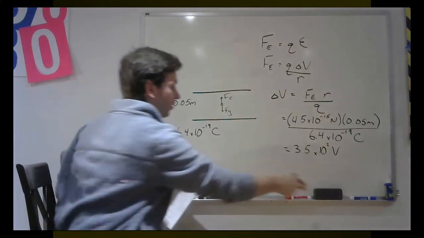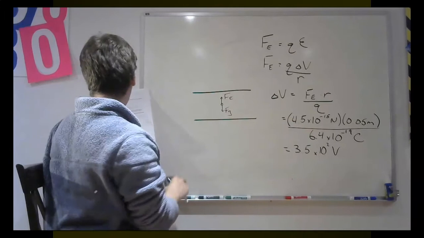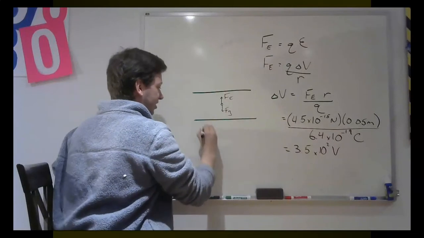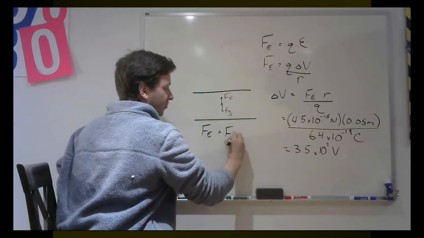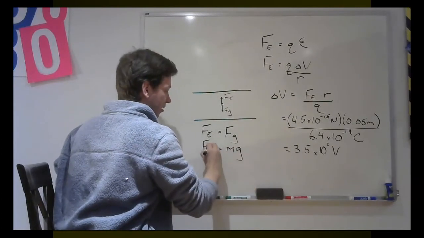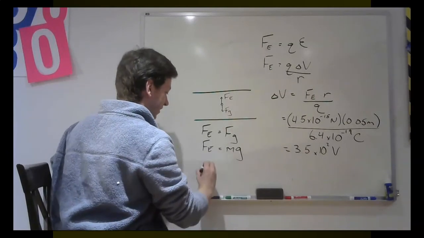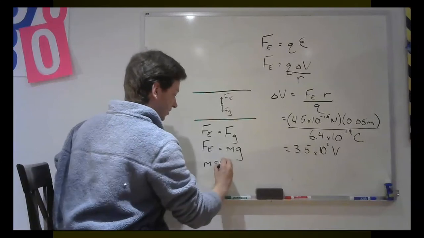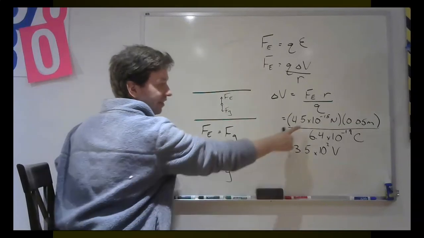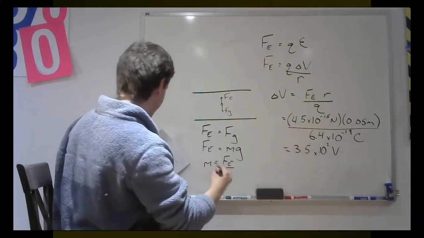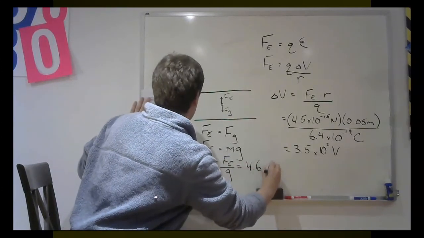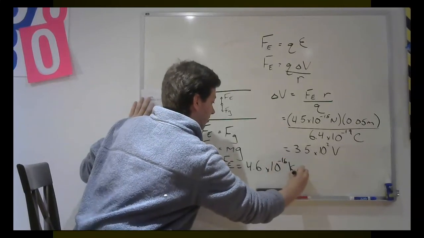Alright, so that's part A. Part B wants to know the mass of the sphere. So this is where we need to set Fe equal to Fg. That's where it's suspended. Now we know Fe, and we know Fg is just mg. So since we're trying to find the mass, just divide both sides by our gravitational field. We get Fe over g. Use g as 9.8. Use Fe as 4.5 times 10 to the minus 15, and you'll get the mass to be 4.6 times 10 to the minus 16 kilograms.